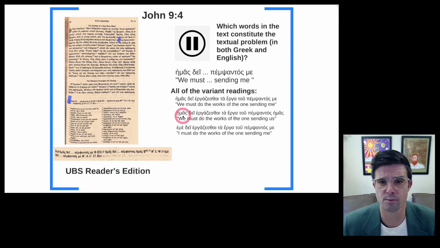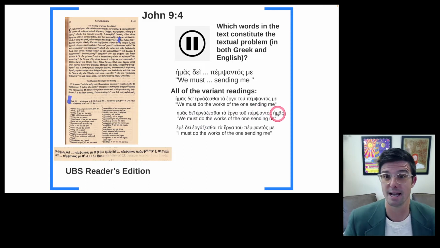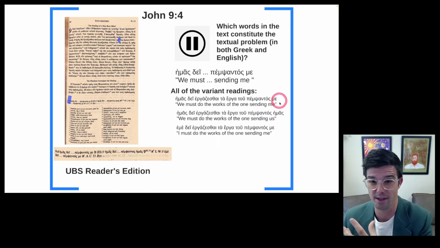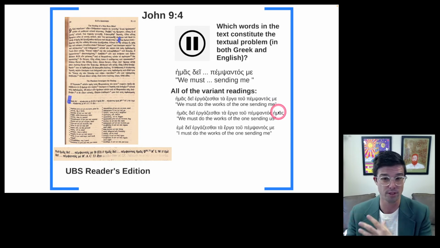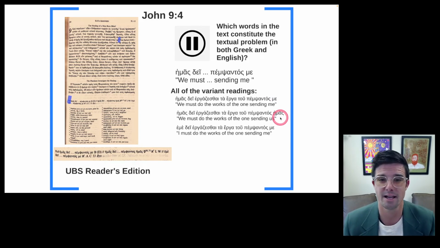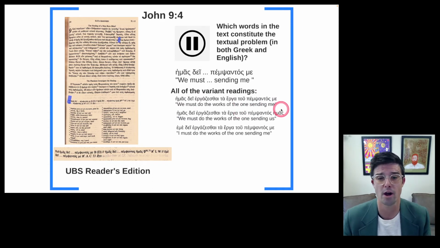In the next version, we similarly have we must do the works of the one sending, but who is sent is, again, plural, us rather than me. So everyone to whom Jesus is sending is sent, to match this hemos at the beginning. And then the last one, we have a first person singular in the front and the end. So I must do the works of the one sending me. So our variance here is going to be between the pronouns, and whether they are plural or singular.